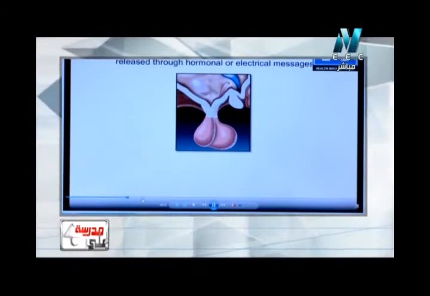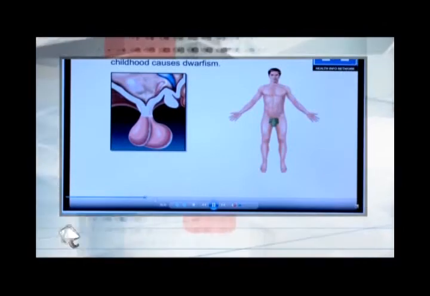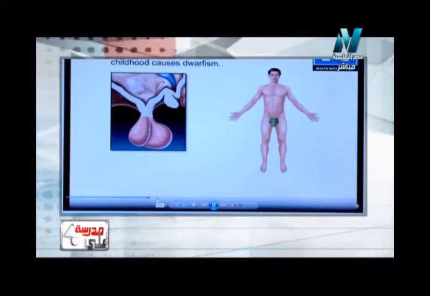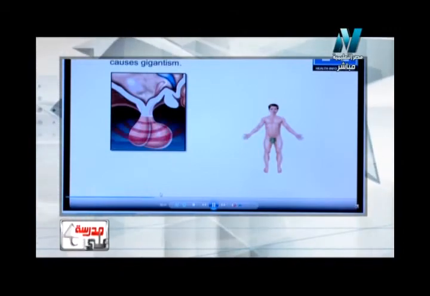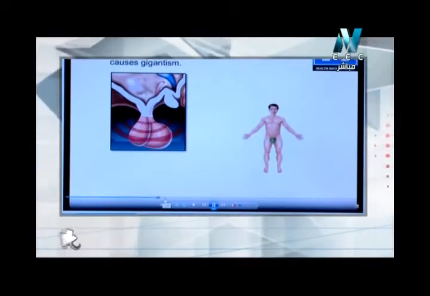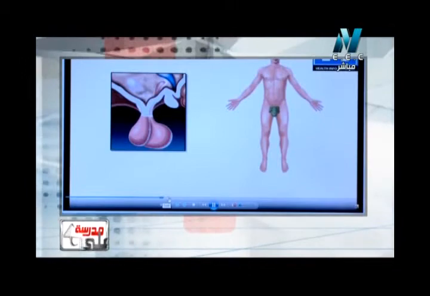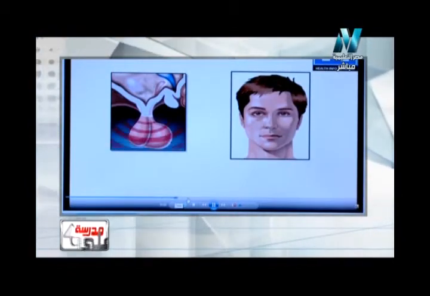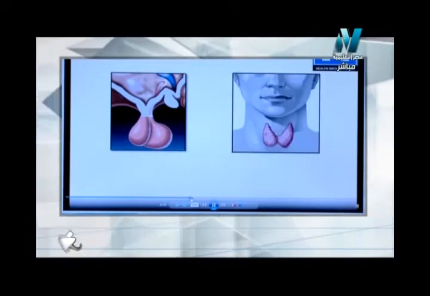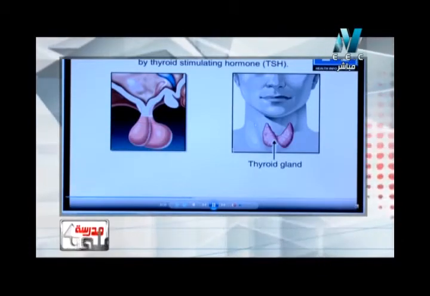What does this gland do? It controls the growth of all muscles, bones and organs in the body. At the same time, the growth hormone secretion controls the other endocrine glands.